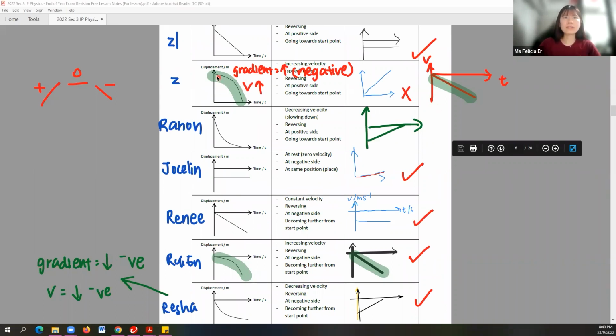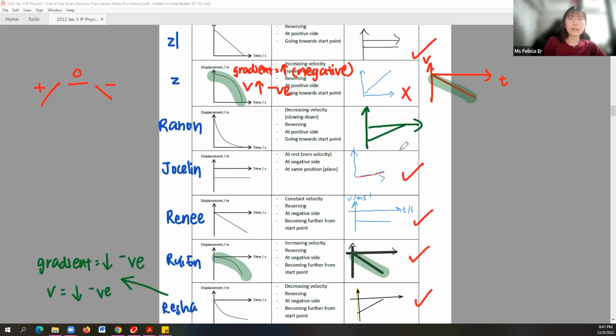Okay, so for Joycelyn, let me repeat again. For this diagram here, the gradient is increasing, getting steeper. That's why gradient increases. And based on math, a downward sloping line is a negative gradient. That's why the speed is increasing and it is negative. That's why you draw it with a negative v value. Do you realize it is a negative v? Because over here, negative velocity. So you draw in the negative region, and the speed is increasing, from at rest, 0, to a huge number, to become very fast.